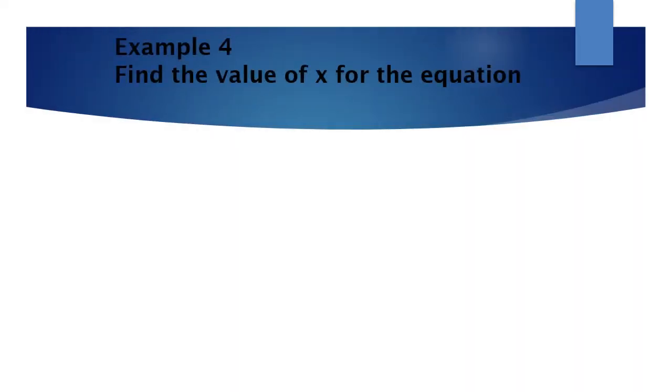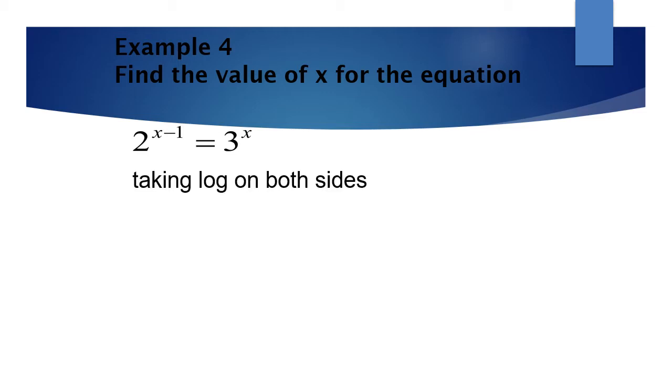For example, find the value of x for the equation 2 to the power of x minus 1 equal to 3 to the power of x. So this is indices, but to solve this question, we have to apply logarithm. So we just take log on both sides. So we have log of 2 to the power of x minus 1 equal to log of 3 to the power of x. Because we didn't put any base here, we assume it's a common logarithm, which is log to the base 10.